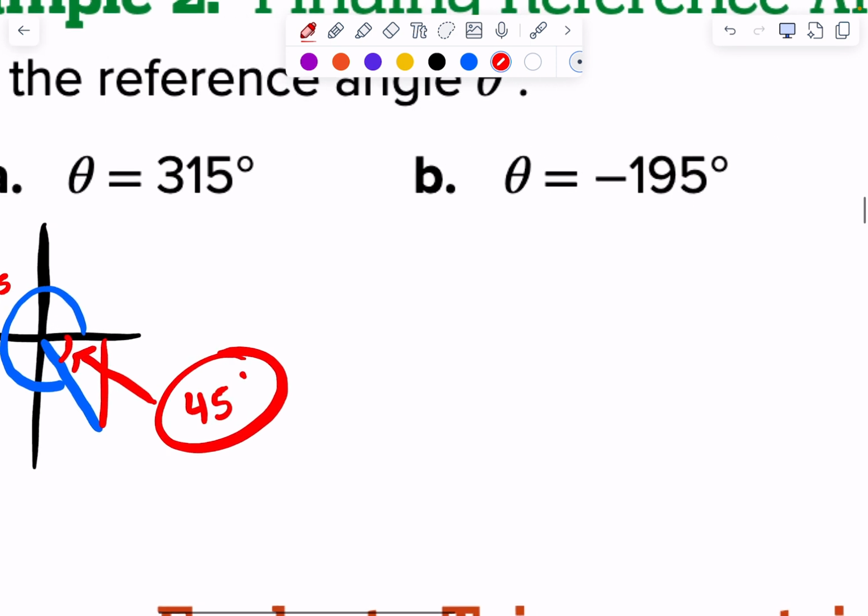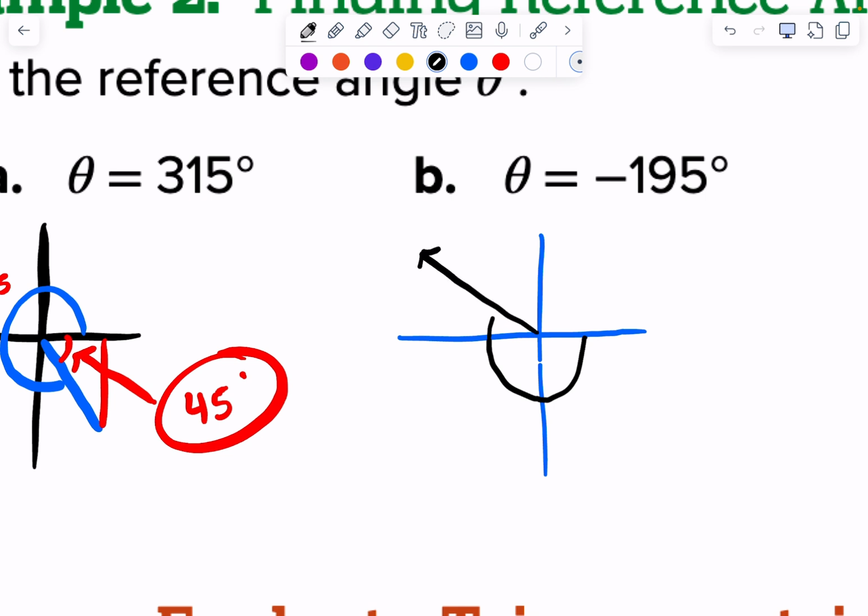Okay, negative 195. I do not like to graph negative 195. So you could, I guess, graph him. Negative means you're going in this direction. That's negative 90 degrees. This would be negative 180 degrees, right? So negative 195 degrees would be slightly past there. So this little angle is 15 degrees, because 180 would be that, and 180 plus 15 is 195. So 15 degrees is his reference angle.